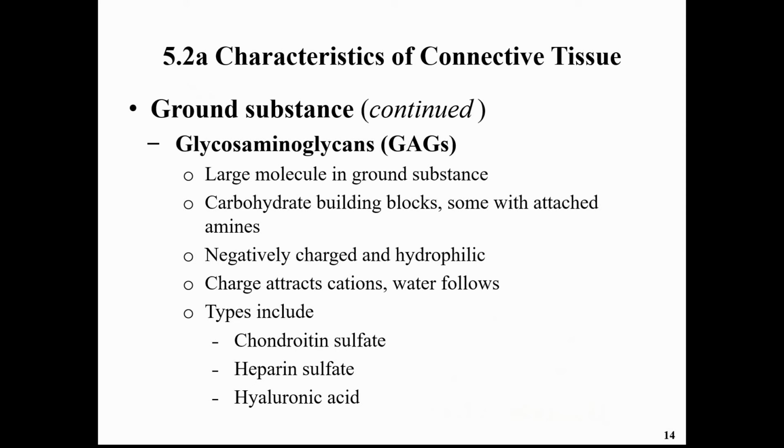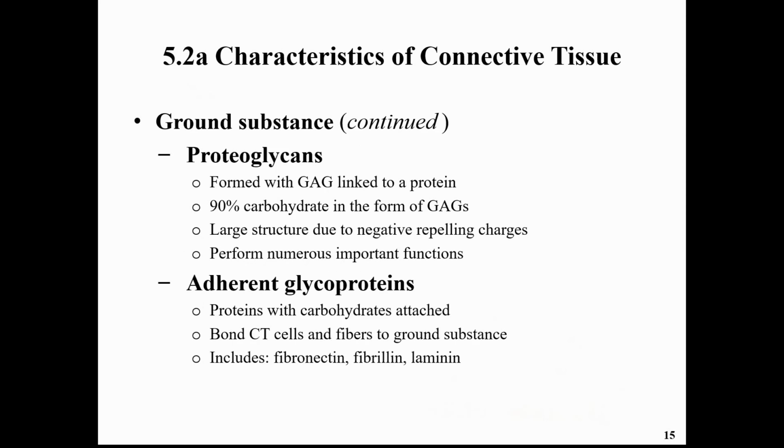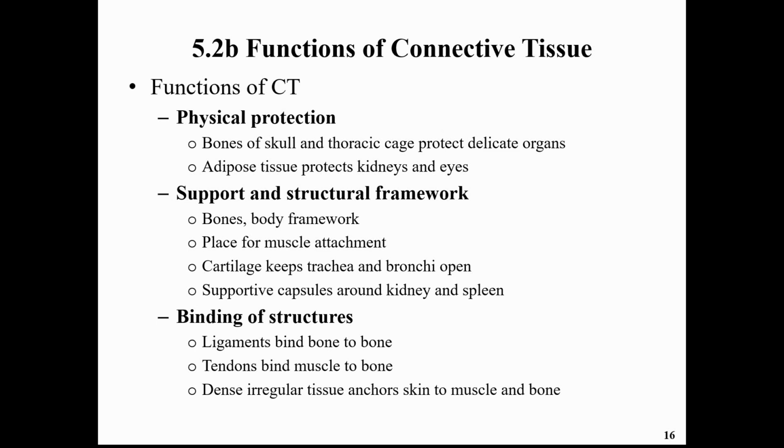These are large molecules that help us to hold on to water. You might know some of them as chondroitin sulfate, heparin sulfate, and hyaluronic acid. There's also proteoglycans that form with the GAGs and other glycoprotein molecules. Now, we have this huge variety of structure and therefore a huge variety of function of connective tissue.